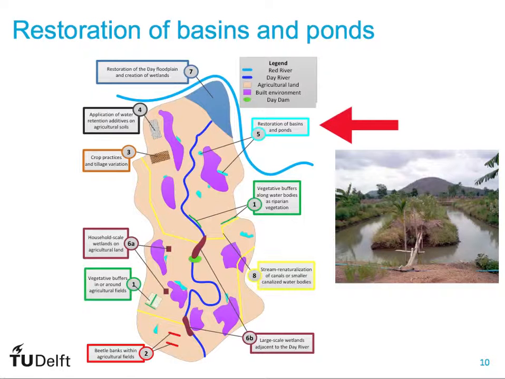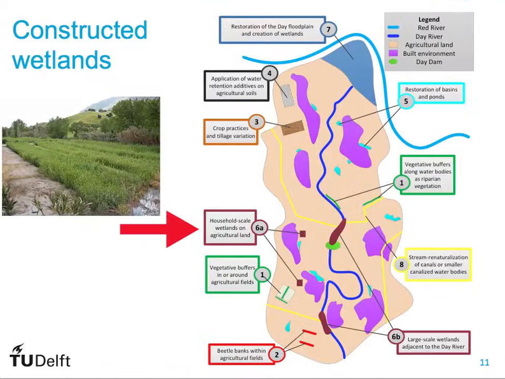Restoration of basins and ponds, especially around the built environment, can have several benefits to the human environment. The construction of wetlands could be done on a small scale, on a household scale, or on a larger scale adjacent to the Dye River. Wetlands can provide various functions like water treatment or water buffer functions.